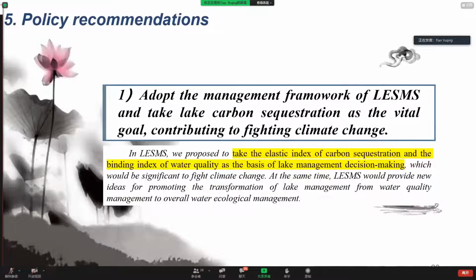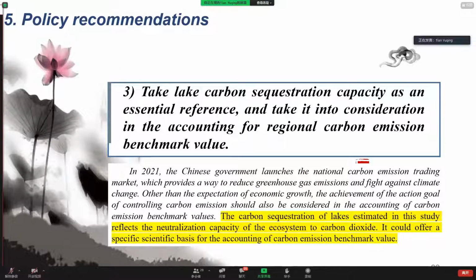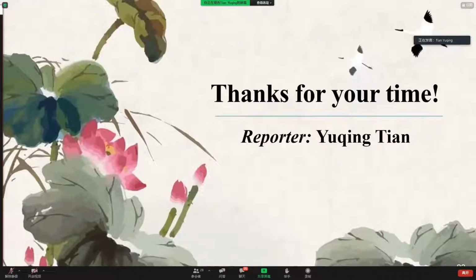Finally, the policy recommendations were proposed to protect lakes and further to provide a new perspective on climate change, which are as follows. Firstly, adopt the management framework of the LISM and take carbon sequestration as a vital goal contributing to fighting climate change. Secondly, form the sustainable carbon circle-like system by adopting the coordinated regulation strategy of water quality and biology. Thirdly, take lake carbon sequestration capacity as an essential reference for regional carbon emission benchmark value, especially in China. That's all. Thank you.